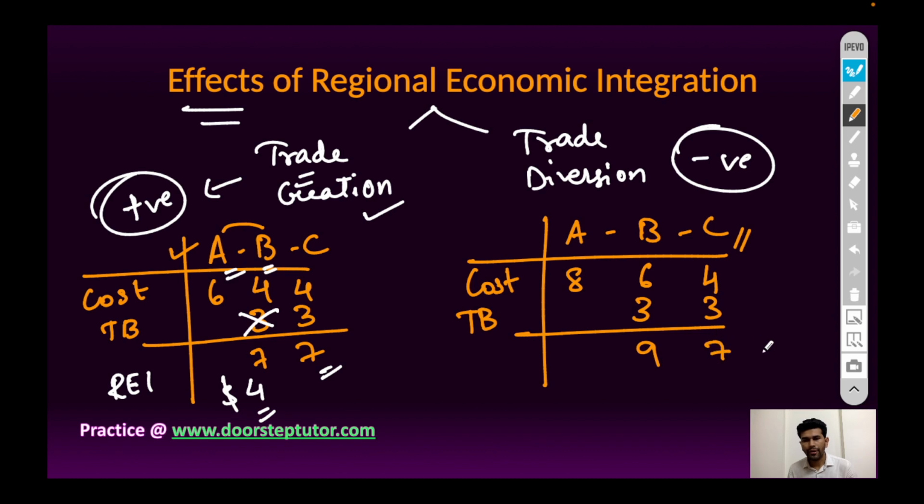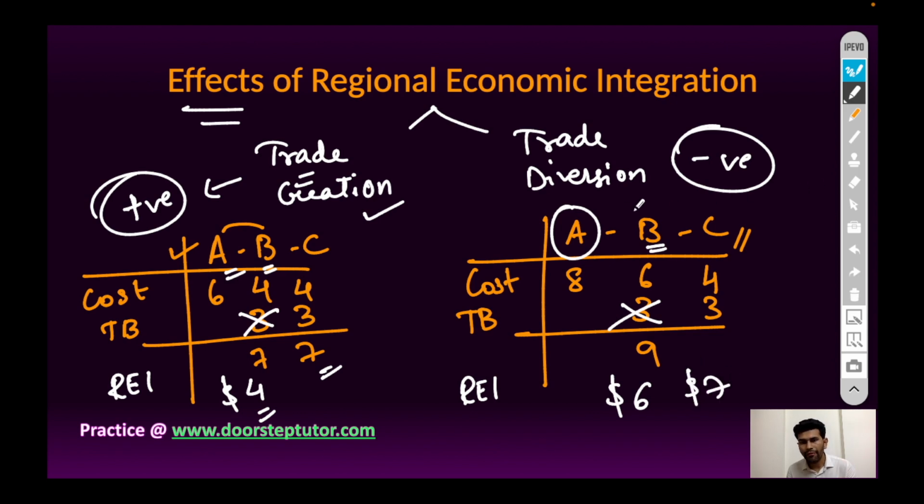then the total cost will be $9 and $7. But if country A is in regional economic integration with country B, then there will be no tariff barriers. So country A can import goods from country B at $6, and if A wants to import goods from country C, then it has to pay tariff also. So total $7 it has to pay.